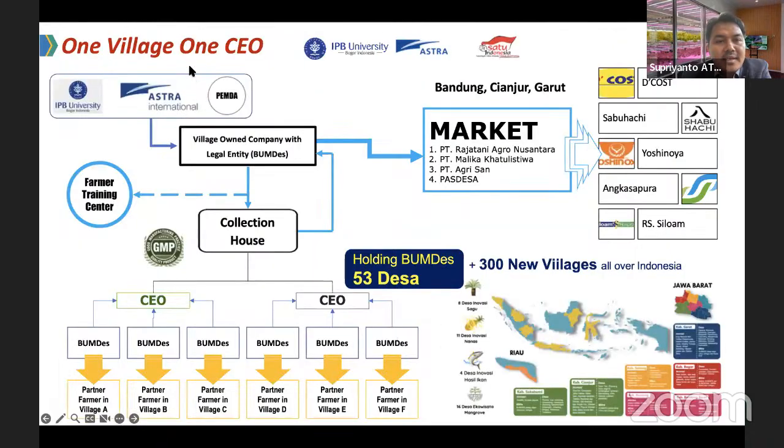And also in our facility, we have a community development program we call One Village, One CEO. This is how to deliver IPB innovation. One village should have one product, and one product should have one CEO, one innovation and one CEO, bringing the product to the market. This year, we are collaborating with many companies, like Astra and Adaro, to build the One Village, One CEO in our facility.